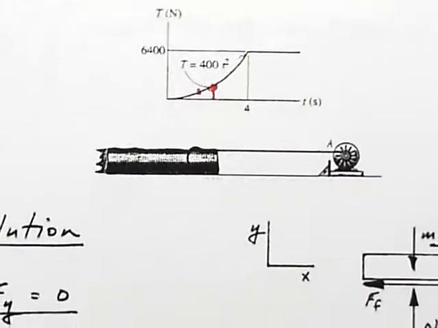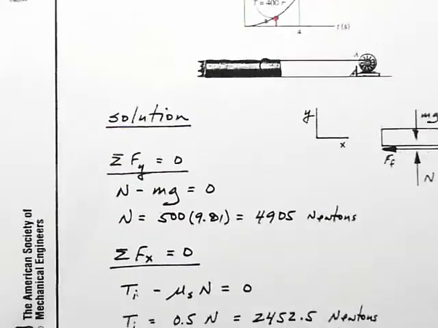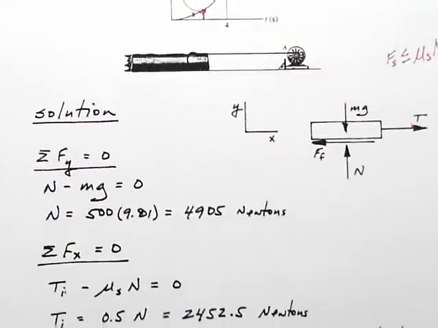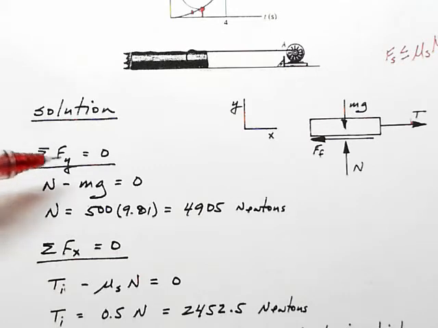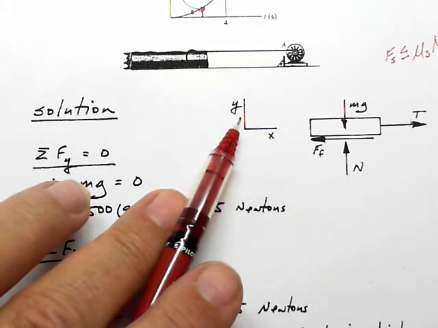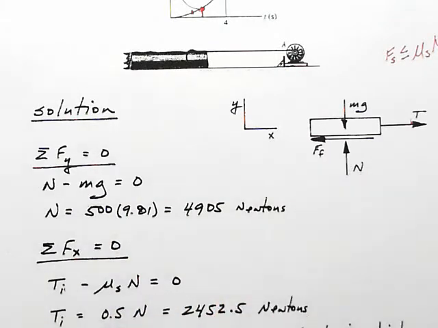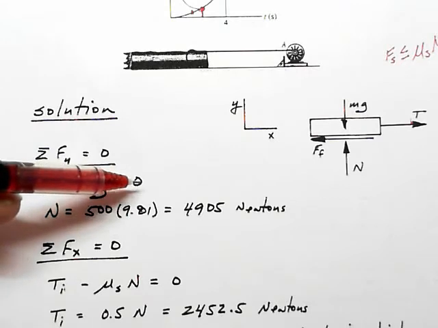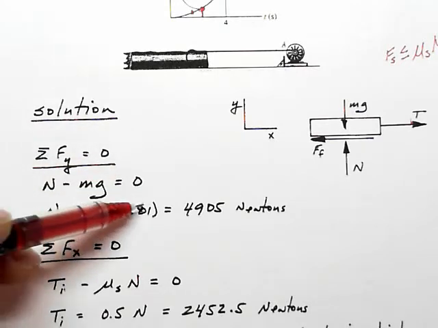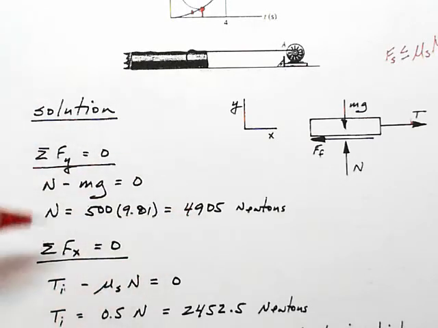So we can first, and let me zoom out a bit, sum forces in the y direction, which is equal to mass times acceleration in the y, which is equal to 0 because we're not moving in the y direction. Notice our coordinate system, y and x. The normal force acts in the positive y, gravity acts in the negative y, so N minus mg equals 0, which means the normal force is precisely equal to mg, mass of 500, g of 9.8, and therefore 4905 newtons of weight for the log.